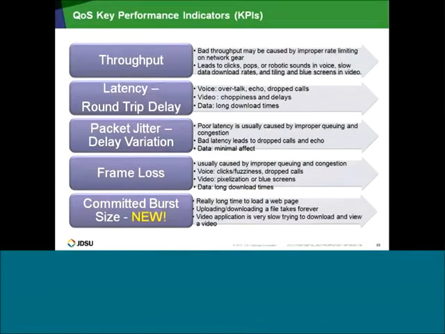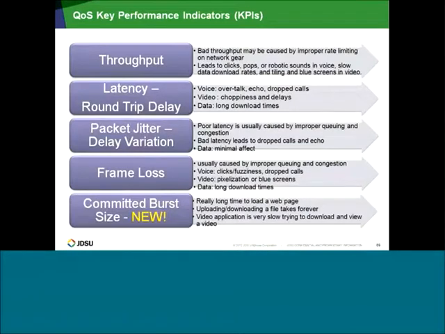Packet jitter, delay variation, so you'll hear about that. Poor latency caused by improper configs. Congestion, bad latency leads to dropped calls. And of course, remember this, jitter doesn't cause a huge effect on data, but it causes a huge effect on voice or video. Now, frame loss, extremely important. So if you have frame loss, it affects every part.